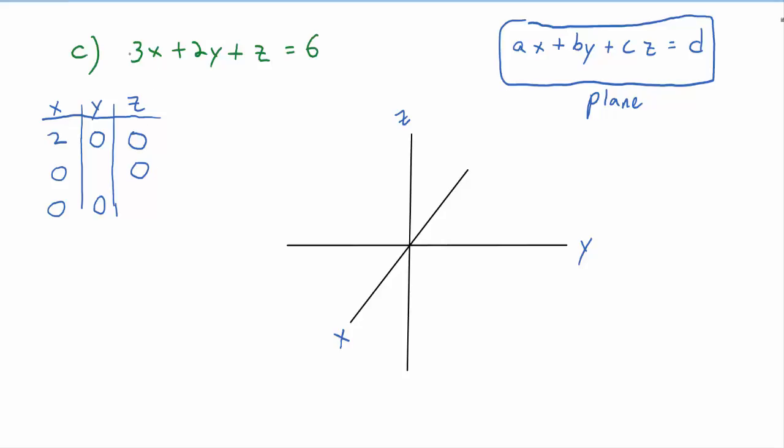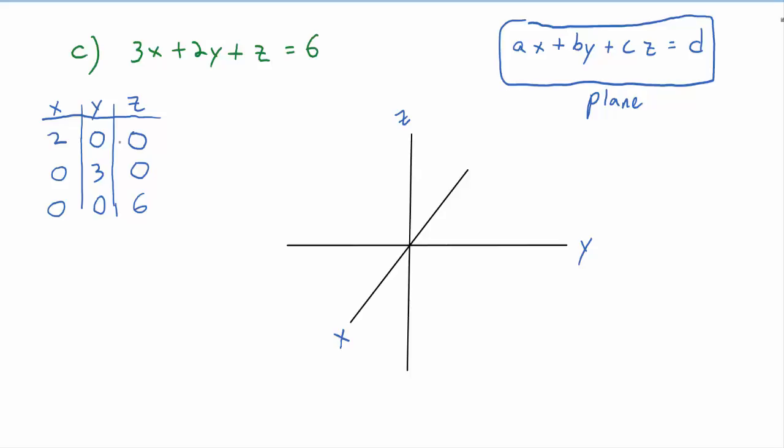And then what would the y-intercept be? Cover up the x and the z. What do you get? 2y equals 6. So what's the y-intercept? 3. Does everybody see where that 3 is coming from? Is that okay? And what do you get for the z-intercept if x zeroes out and y zeroes out? Just 6. So these are 3 points that you're going to plot and just connect the dots.